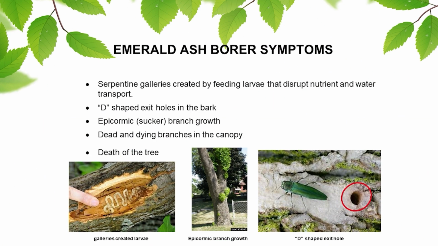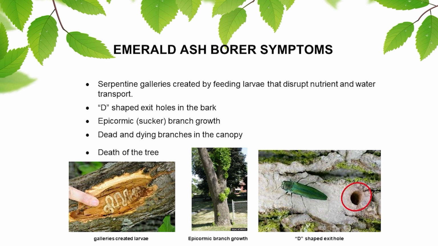Emerald ash borer symptoms. The feeding larvae create serpentine galleries under the bark. The galleries disrupt the movement of nutrients and water throughout the tree. D-shaped exit holes in the bark of the tree are created by the adults as they emerge from the tree during the spring.